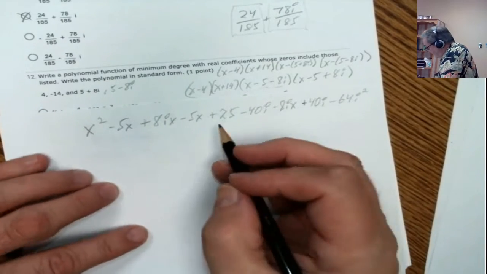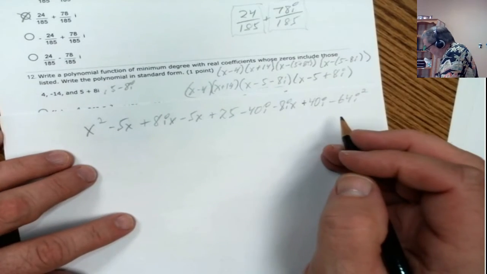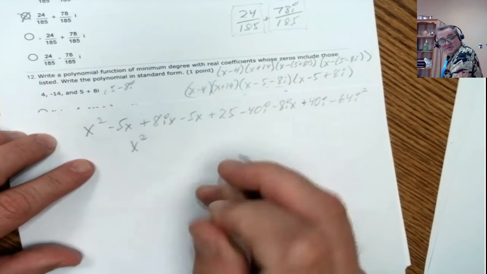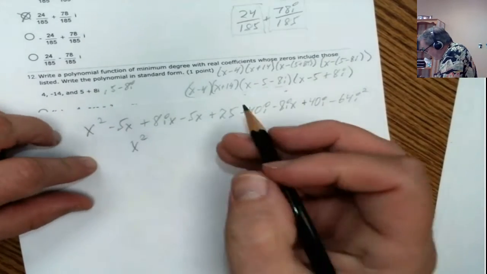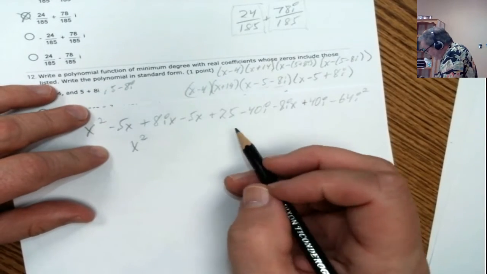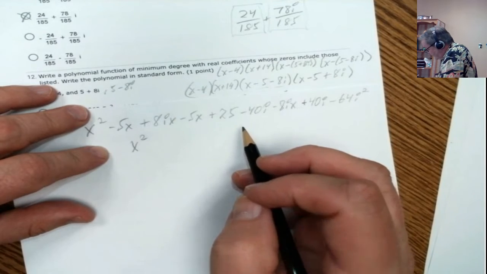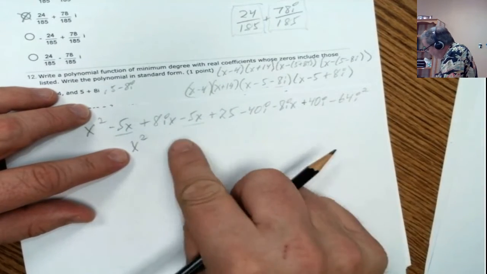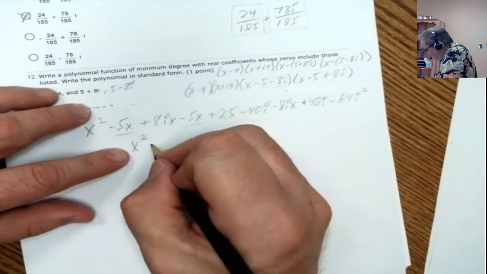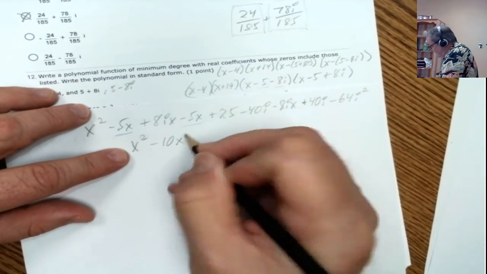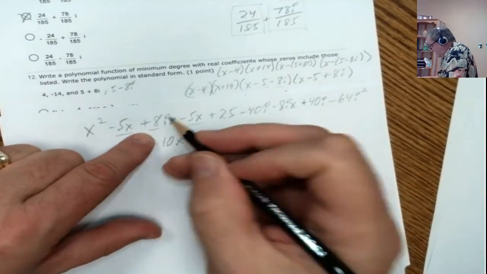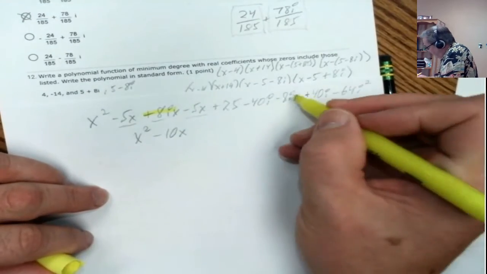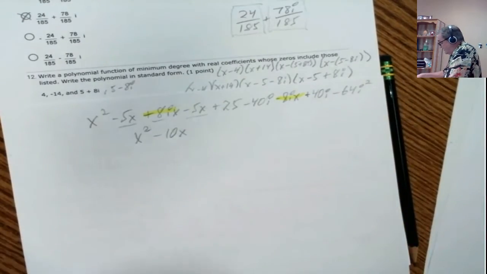All right, let's simplify what we can. There's only 1 x squared. Let's see, x terms. We have some real x terms, and we have some imaginary x terms. So real x terms are right here, negative 5x, negative 5x. So we have negative 10x. Then we have the imaginary term. So we've got this positive 8ix, and we have a negative 8ix. So those are going to cancel each other out.